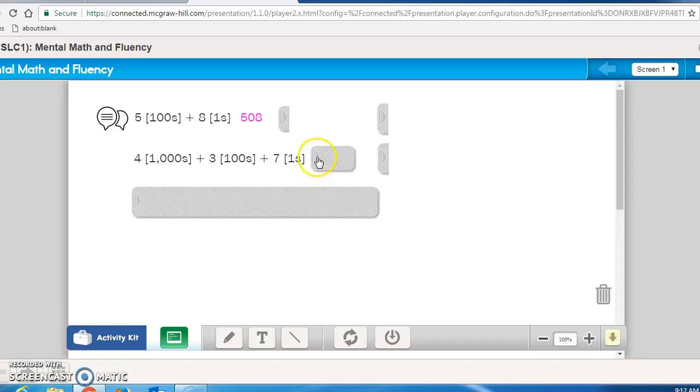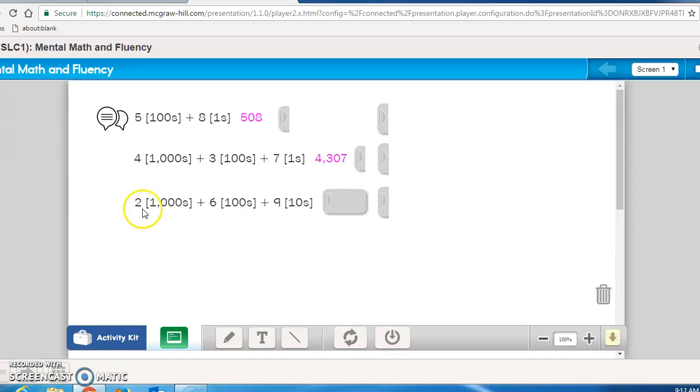You should be thinking, I write that as 4, comma, 3's in the hundreds place, so 3 would be next. There's nothing in the tens place, so a 0, and then 7 in the ones place. So 4,307. And the final one, 2 thousandths, 6 hundredths, 9 tens. Notice there aren't any ones, so you would write it 2, comma, 690. So 690.